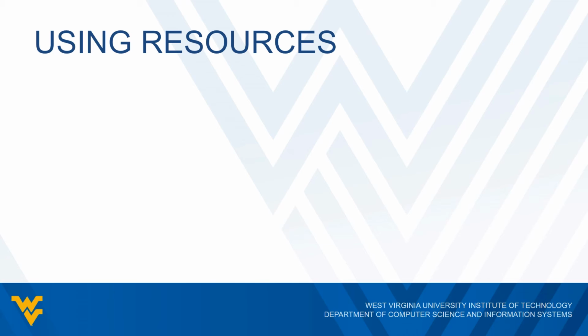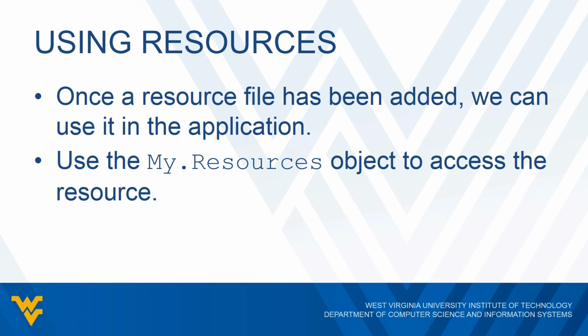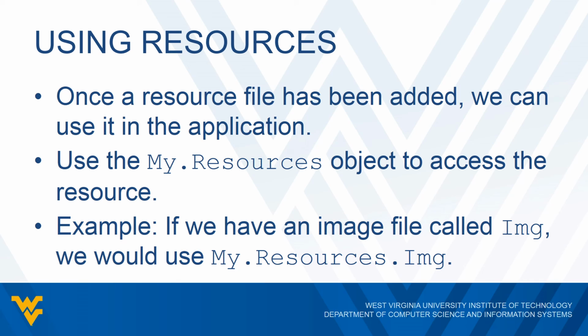Once we've added the resource to our project, we can just now use it in the application itself. So we can select it and add it if we want to. But if we're using code, the way we need to access this file is to use the my.resources object in order to use it. So this whole thing would be considered an object. So then you would have to include a dot and then the name of the resource file that you want to use. So for example, let's say we have an image file that's called img. So what we would do is just in our code say my.resources.img, and that will allow us to access that particular file, and then we can do whatever we want with it.